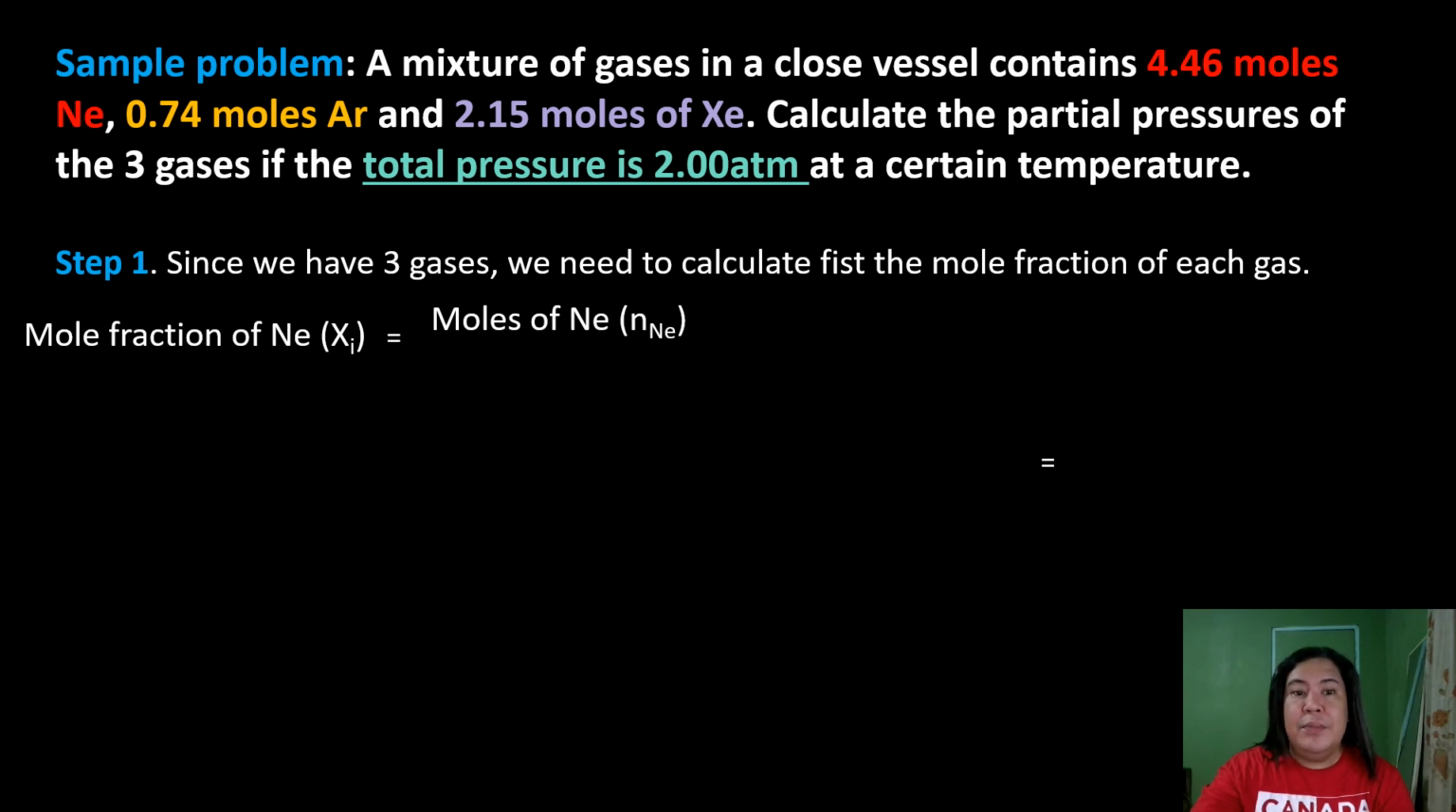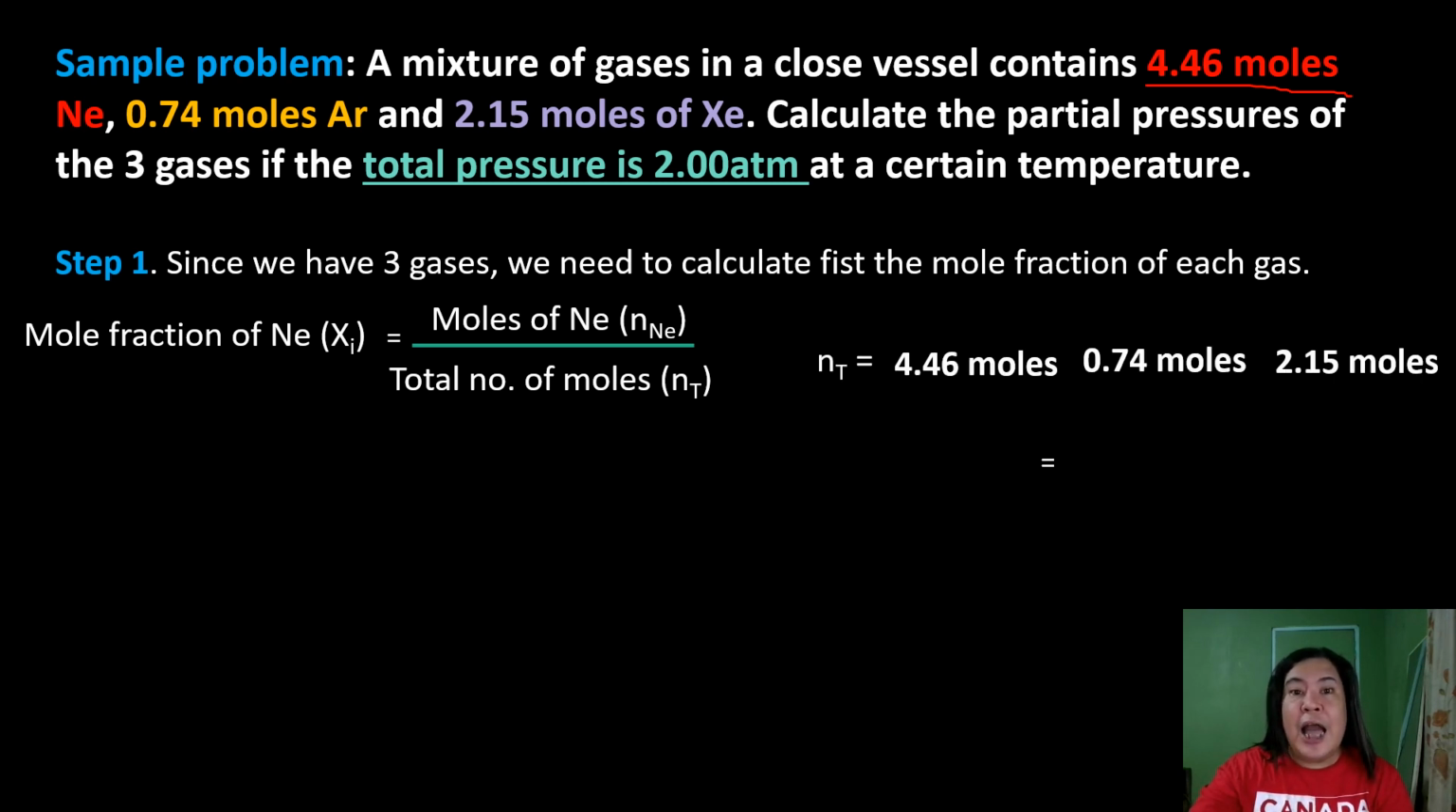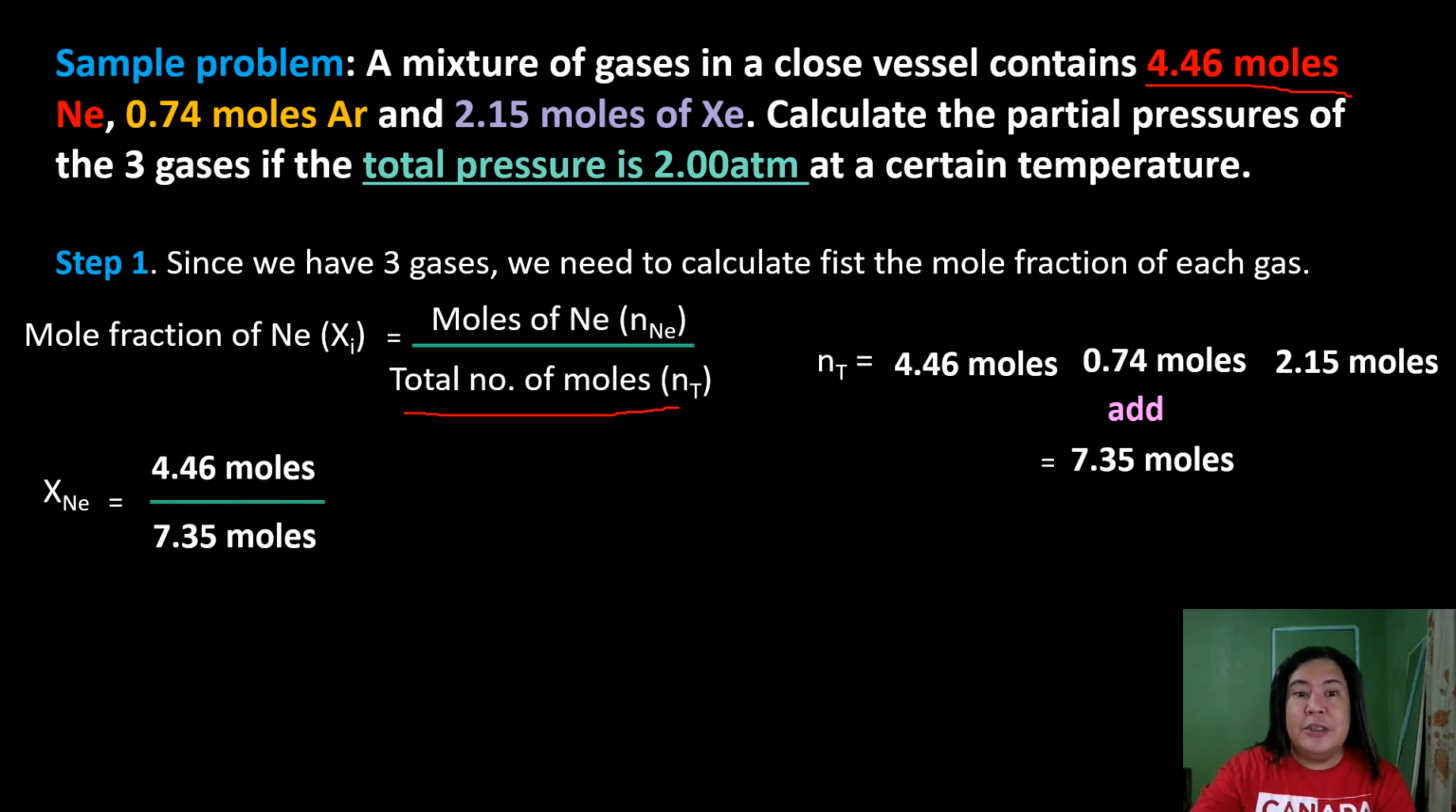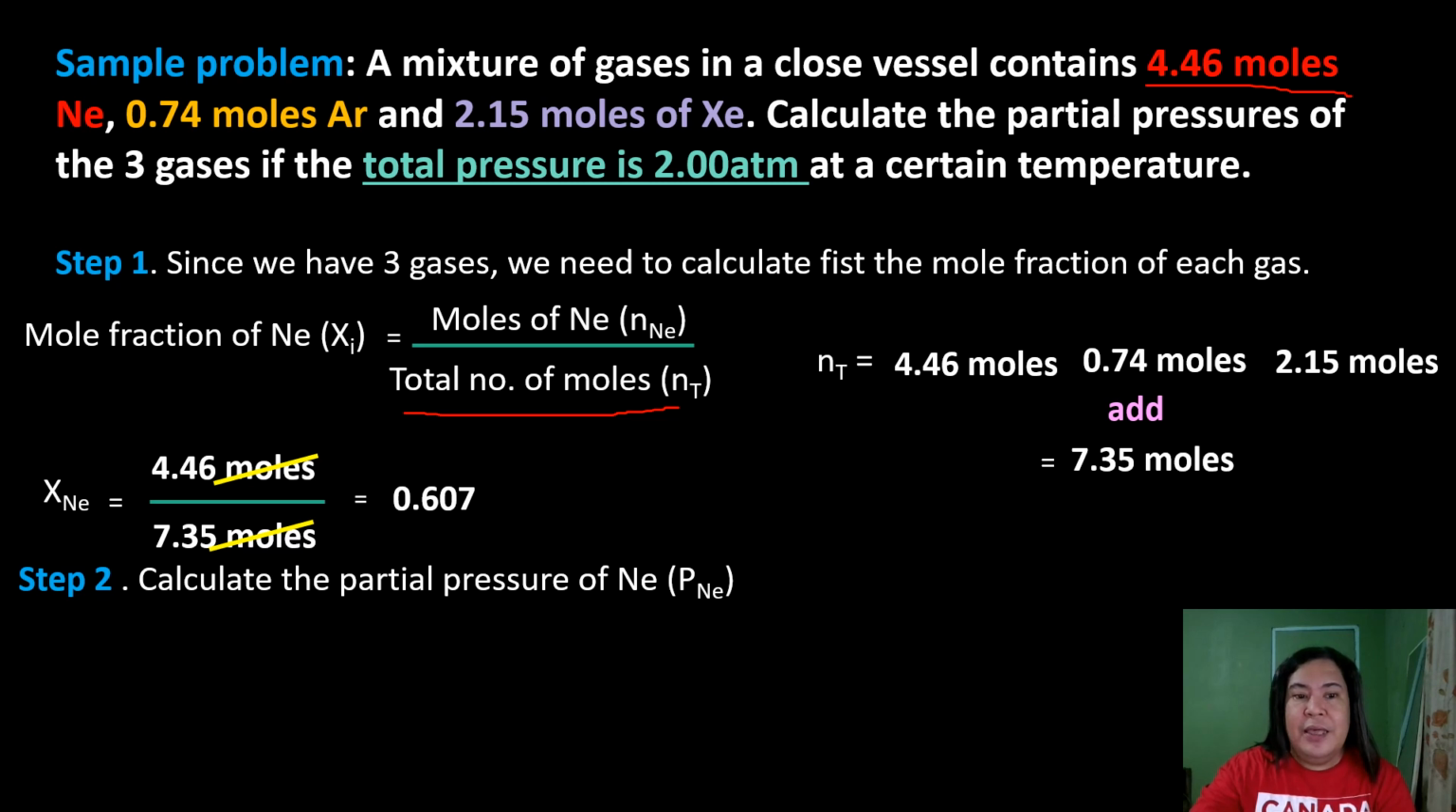The mole fraction of neon is equal to the moles of neon, which is given in the problem as 4.46 moles, divided by the total number of moles. So you have to add up all the mole values given: 4.46 moles plus 0.74 moles plus 2.15 moles. If you add that, you will get 7.35 moles, which is the total number of moles. For the mole fraction of neon, 4.46 moles divided by 7.35 moles, cancel the unit of mole, and you will get 0.607.